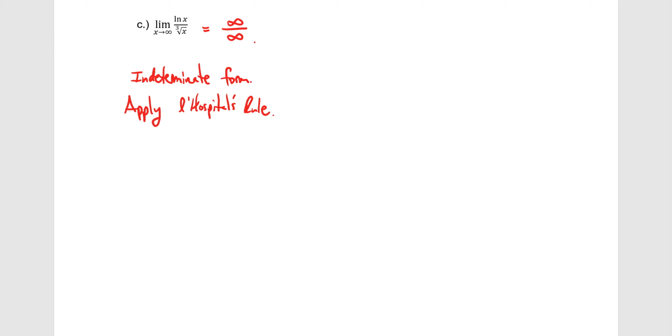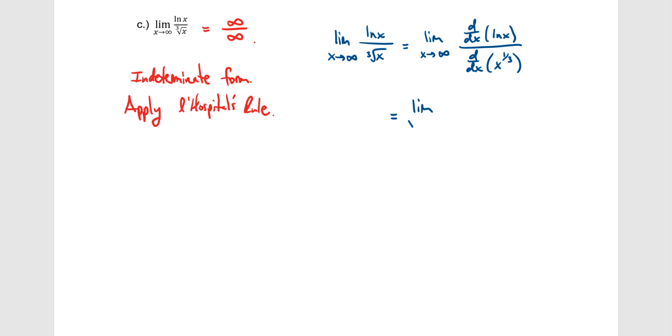So we have our original limit, and it's going to equal the limit if we take the derivative of the numerator and denominator separately. So derivative of ln of x, and for the denominator, the cube root we should know is x to the 1/3. So a cube root is an exponent of 1 over 3. And now we have the limit, derivative of ln of x is 1 over x. And the derivative of x to the 1/3 is, by the power rule, 1/3 x to the negative 2/3.